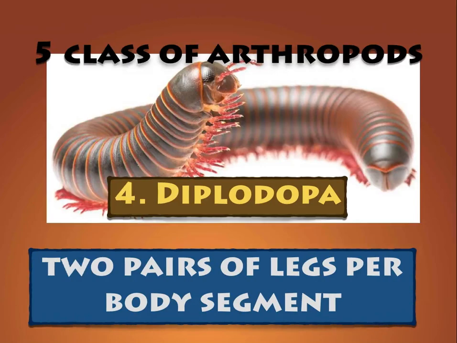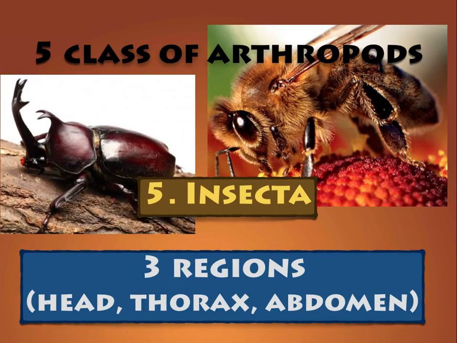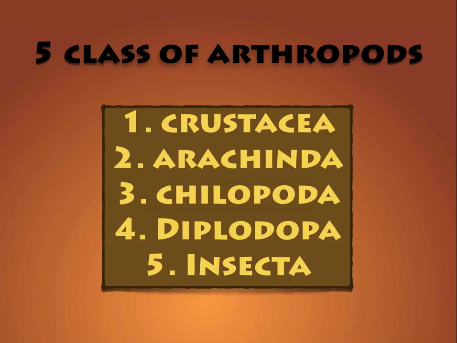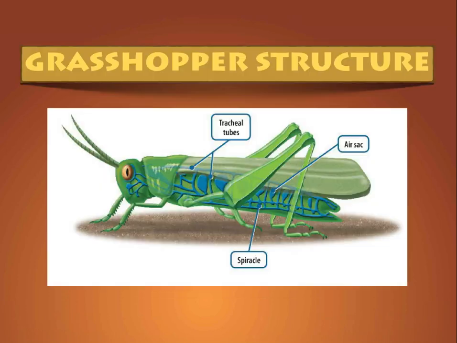Okay, so your millipedes have 2 pairs of legs per section. Okay, and these are an arthropod. And fifth, last but not least, the insecta, which has 3 regions, your head, thorax, and abdomen. Okay, so here are the 5 classes of arthropods.